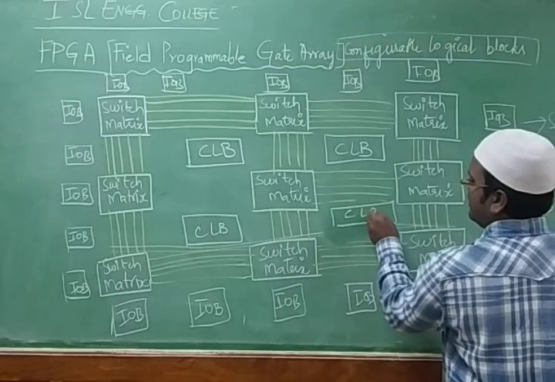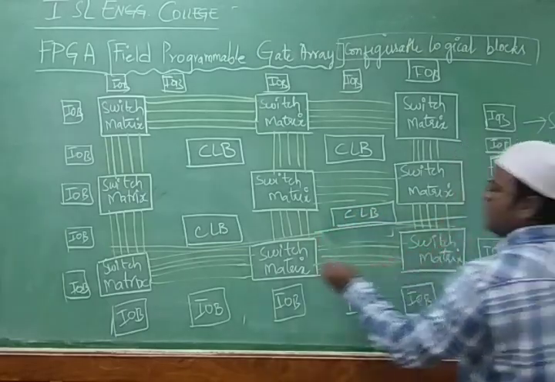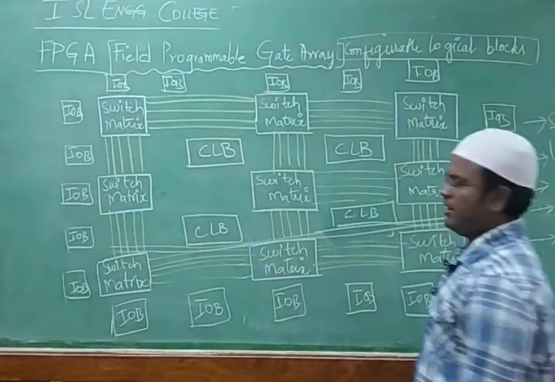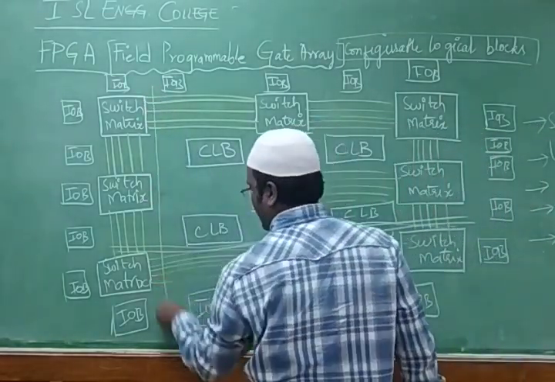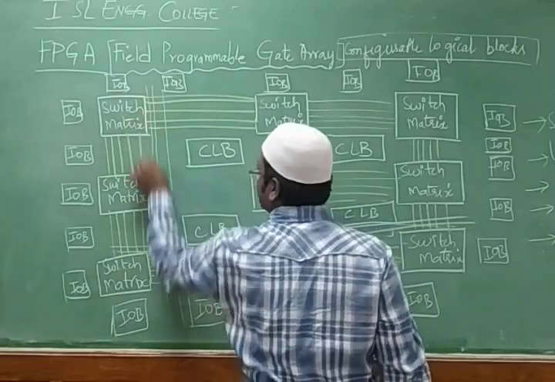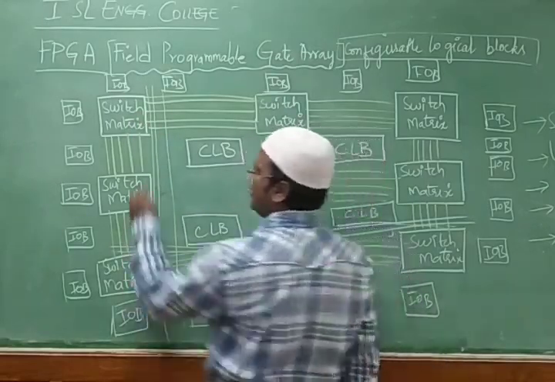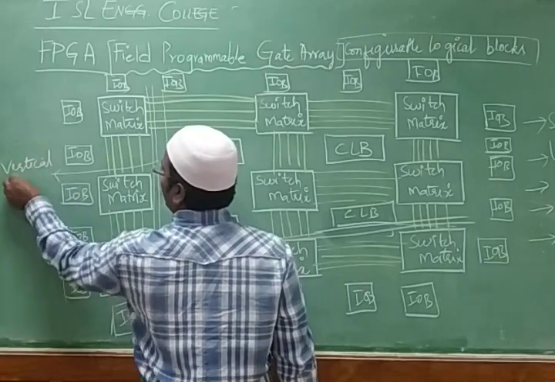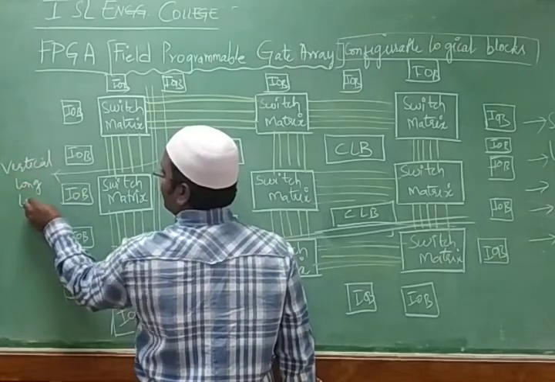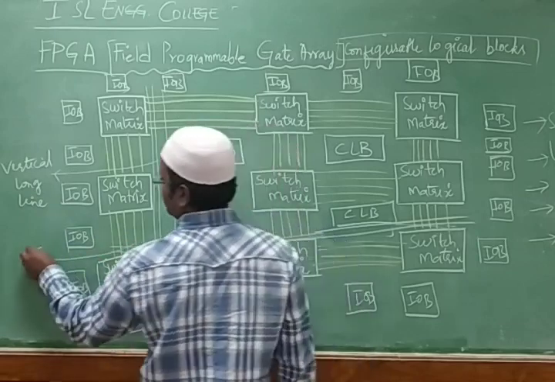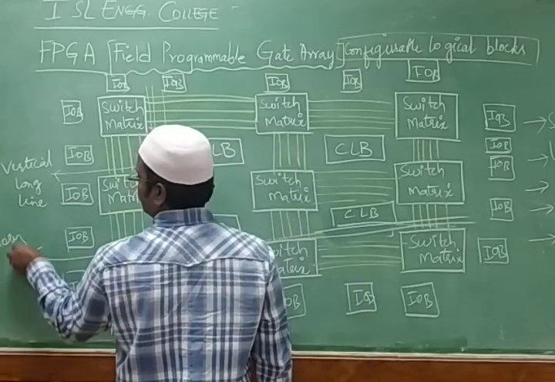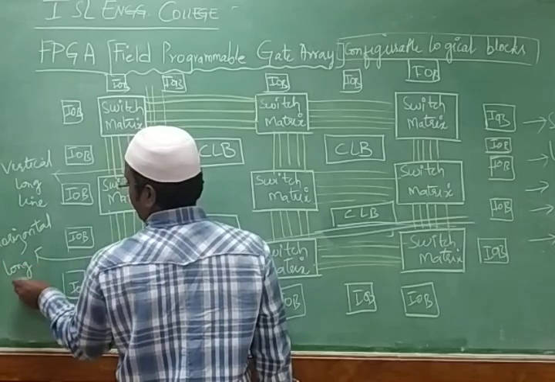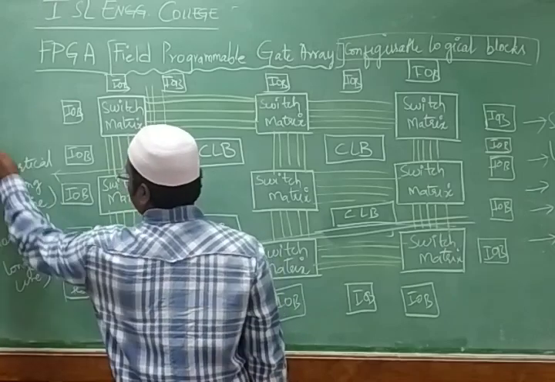Suppose this is your CLB, the line which is going to get the interconnection. These lines are called horizontal long lines. If you want to draw the vertical lines between the switch matrices, it is going to provide the vertical long line. What about this horizontal one? This is your horizontal long line. Okay, so these are the 2 things we do have.